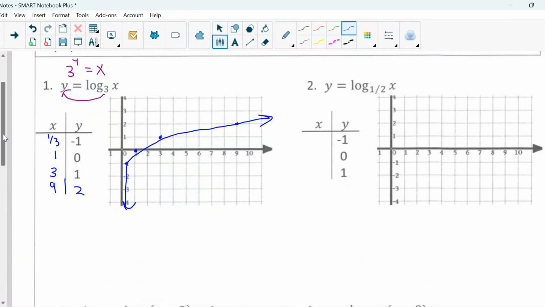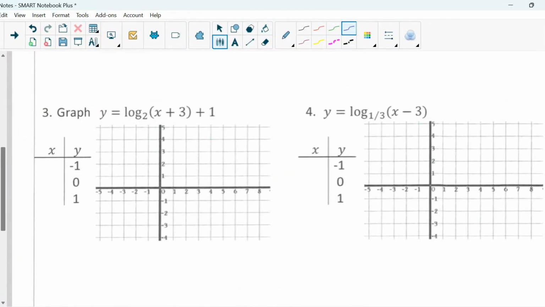Okay, let's scroll down and do number 3 here, and then we'll call it. So for number 3, I am going to do both 2 and 3 as well, because those will fit on the graph. So first things first, let's rewrite this as an exponential. So I'm going to use the wheel method. So I've got 2 to the y power equals x plus 3 plus 1.